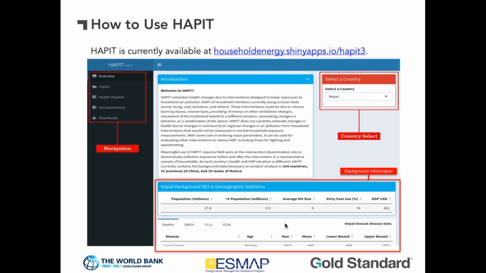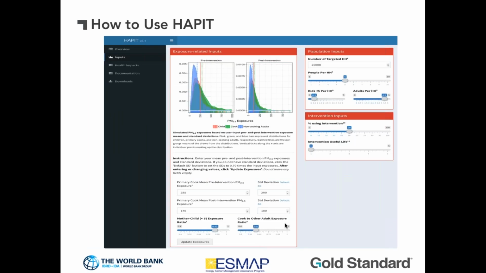The first one shows the socioeconomic and demographic data for the selected country, and the other shows the annual disease data. So it gives information on years of life lost and years lived with disability for that country, based on specific diseases which are considered by this methodology. The next tab is the input tab, and on the input tab, HAPIT provides the instructions and 3 input sections to fill the relevant information to estimate DALYs averted.